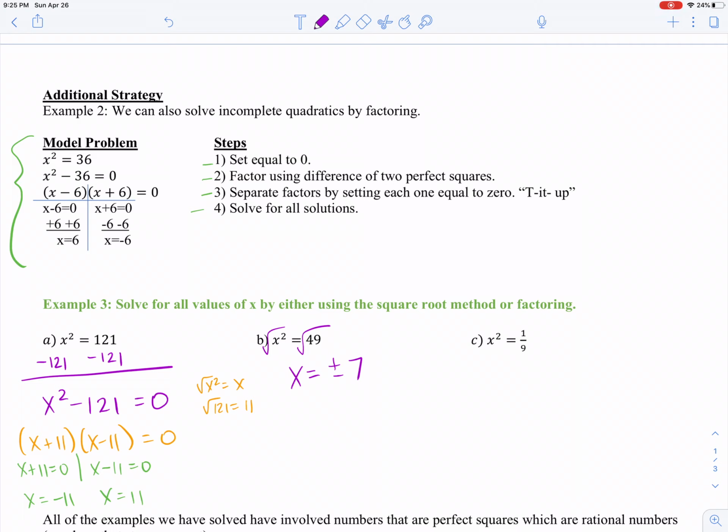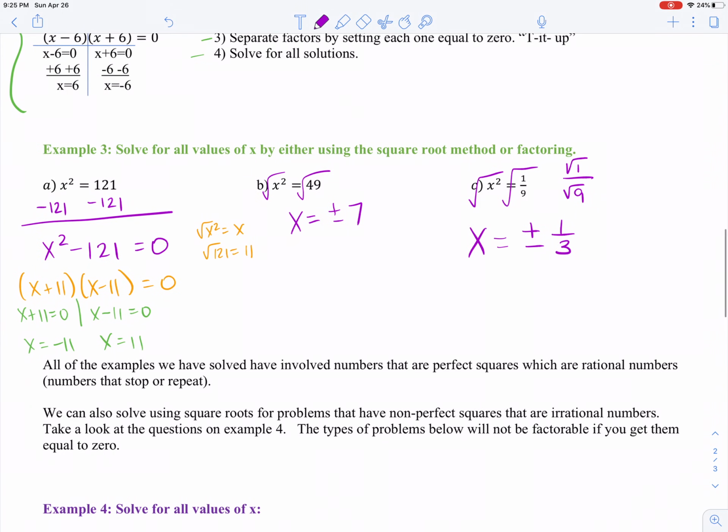So if you don't do that for the worksheet, I'm going to keep writing. Don't forget positive, negative. Here, don't forget positive, negative. X is equal to the positive or negative square root of 1/9, which is the square root of 1 over the square root of 9, which is 1/3.